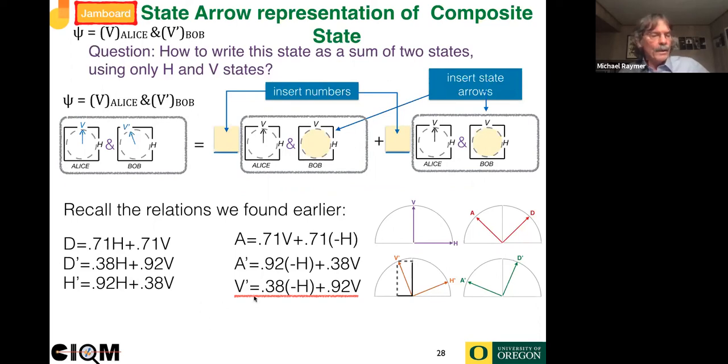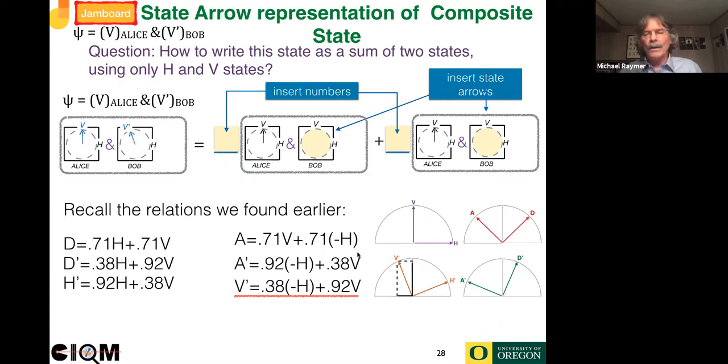So the point is that when you write a state to make predictions, you need to express the state in terms of the same schemes that Alice and Bob are going to use to make measurements. So here we have the state that I posited was produced by the source. Somehow we made the state. So there's V for Alice. But now Bob's state is V prime.